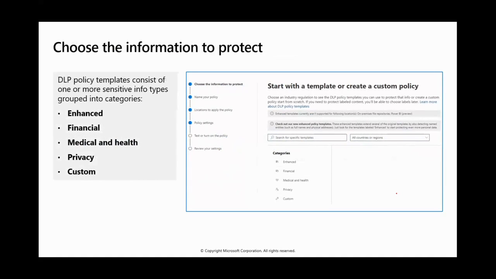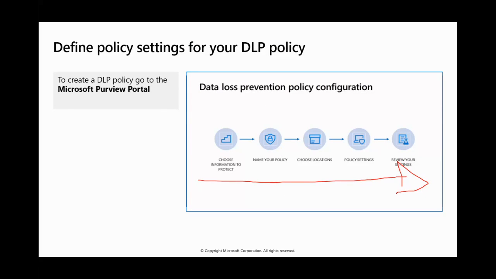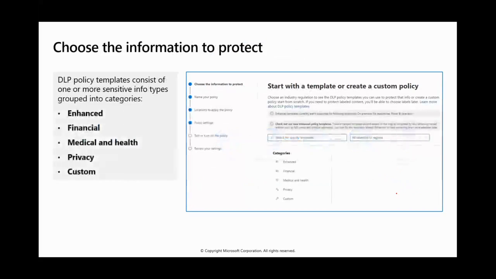Then, let's discover these steps one by one. This is the general overview of the process, but let's take a deep dive into each of them. The DLP policy templates consist of one or more sensitive information types. So you can see right here that we can have enhanced categories, financial categories, medical and health categories, privacy categories, or our custom created categories.